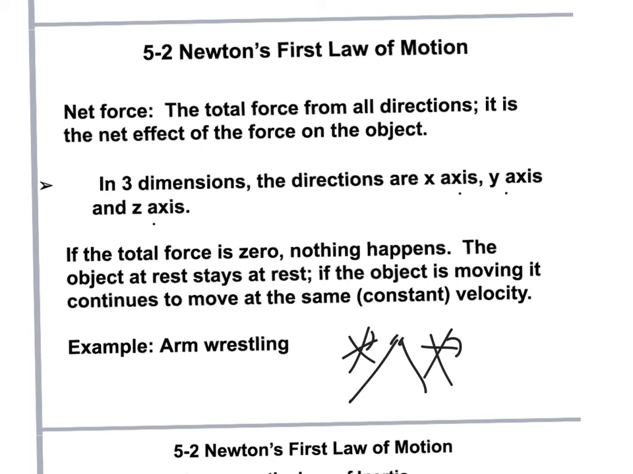So for the total force, you know you have a force. You're both pushing on each other's hands. But here the total force, one force is positive, the other force is negative. So when we sum them together, we wind up with the sum equal to 0. So if the total force is zero, nothing happens at all, and the object is either going to stay at rest, or if the object's moving, it's going to continue moving with that same constant velocity.